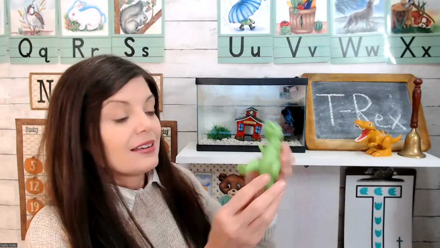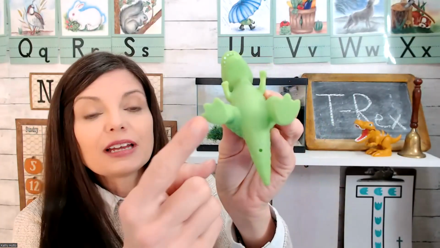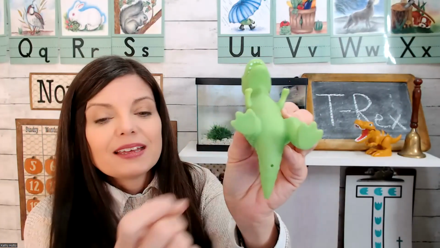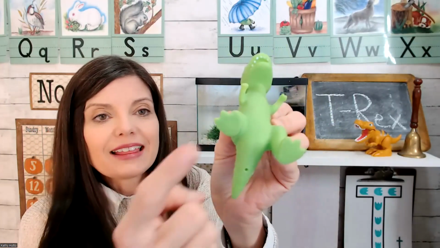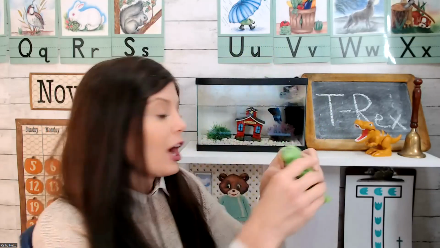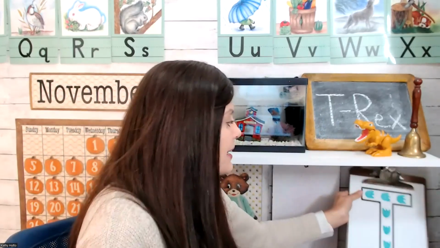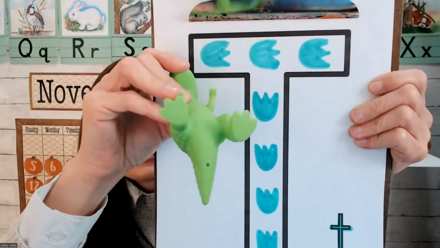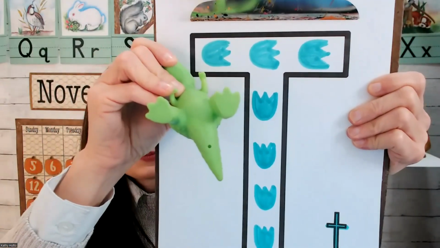Well, T is for T-Rex, and I can see some T-Rex on Fred's shelf. And if you look at this T-Rex's foot, you can see that the footprint shape looks like that. And that's how we're going to decorate our letter T today. Just put some footprints on there. You can see that looks like his footprint.